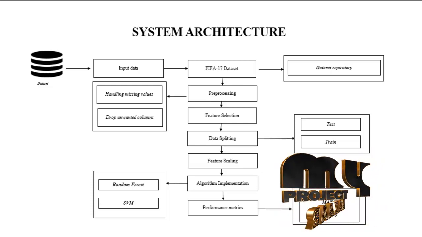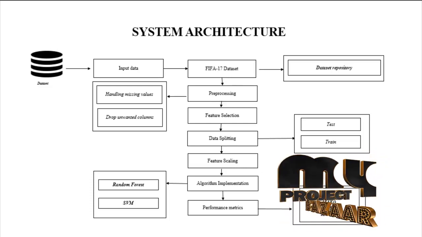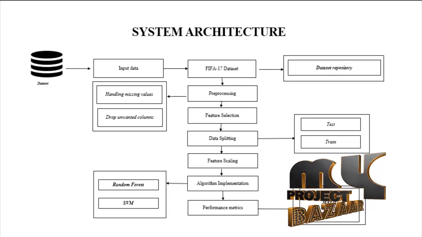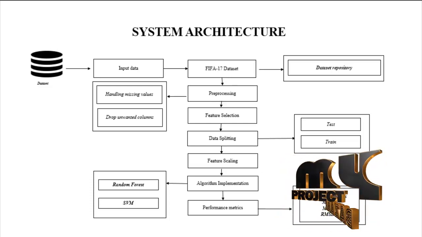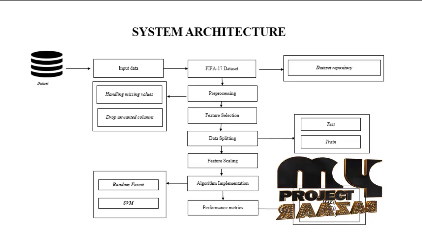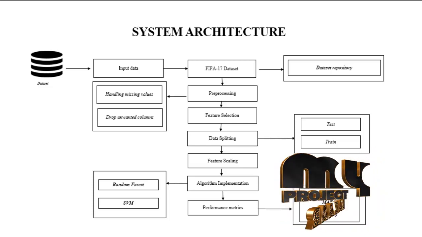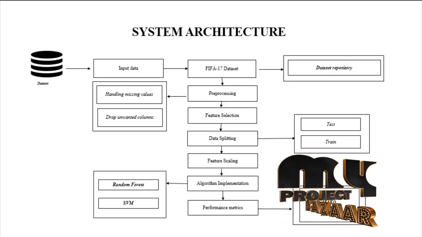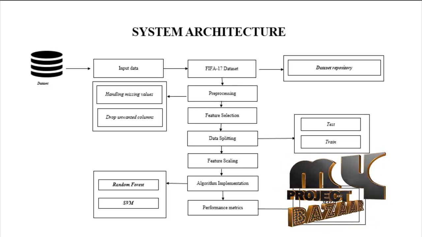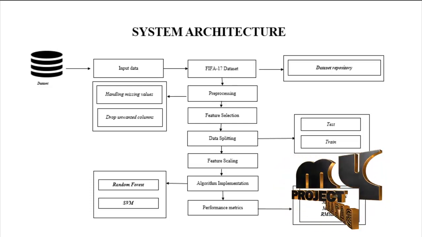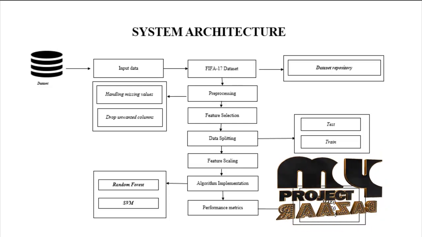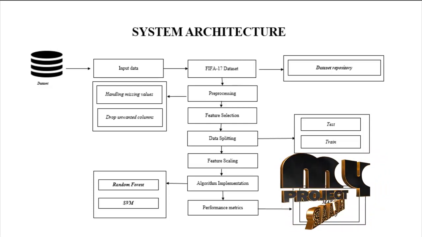For best features, we have 57 features in our data set. These features are reduced using the chi-square algorithm, which is a feature selection algorithm. Here we use the chi-square algorithm to select the best features from our 57 features, and we reduce them to 5 features only. After the feature selection process, we have to split the data set into train and test data sets.